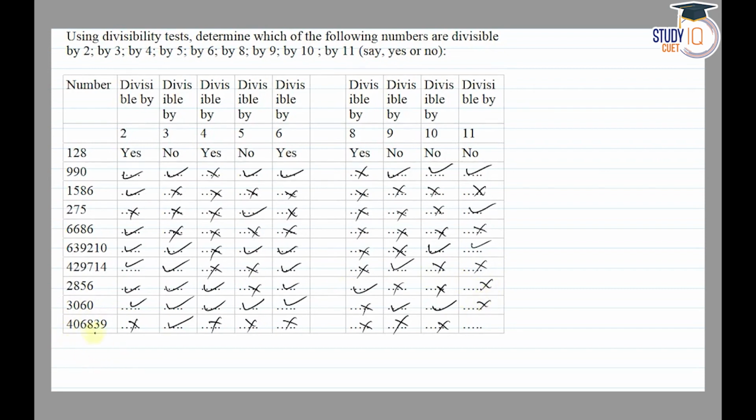4 plus 6, 10 plus 3, 13, and 9 plus 8, 17. So 13 minus 17, 5, so it's not.